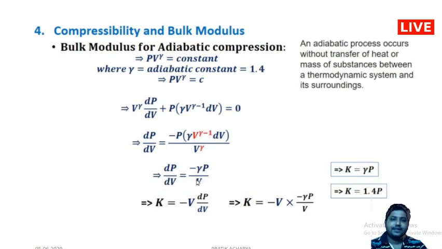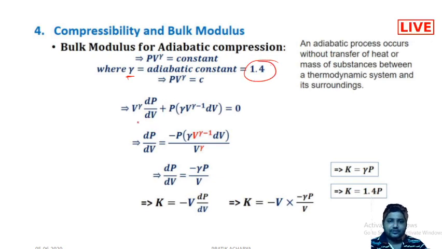Okay, so now bulk modulus in the case of adiabatic compression. Adiabatic compression means this is a process in which there is no transfer or no exchange of heat from the surrounding to the system or from the system to the surrounding. So PV to the power gamma will be constant, and this gamma is called the adiabatic constant, that is coming out to be 1.4.